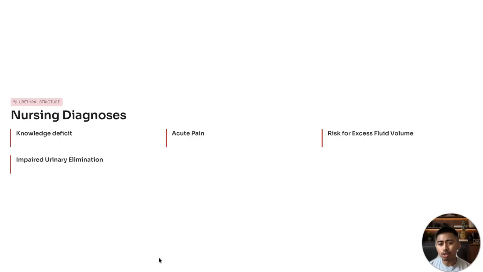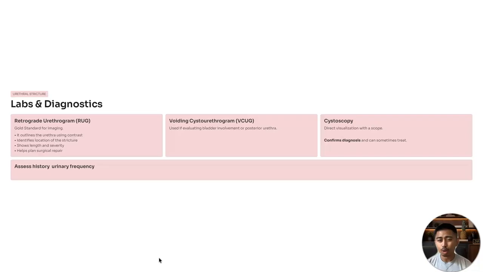Now, the acute pain is usually related to bladder distension from impaired urinary elimination, or the inflammation and trauma itself that's causing the urethral stricture. The risk for excessive fluid volume can be related to the impaired urinary elimination as well, which causes urinary retention.